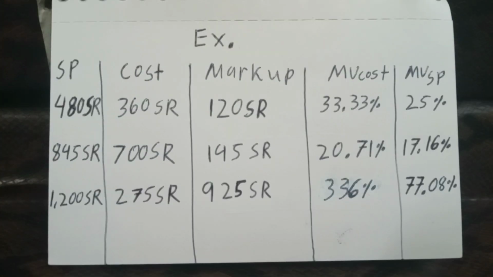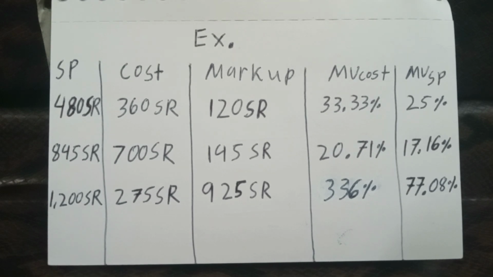So let's take a look at some examples. So we have selling prices at 480 reals, 845 reals, and 1,200 reals. So the cost for these selling prices is 360 reals, 700 reals, and 275 reals. So the first markup is at 120 reals, and the second one is at 145 reals, and the third one is at 925 reals. So you might be asking, how did we get the markup based on cost and the markup based on selling price?